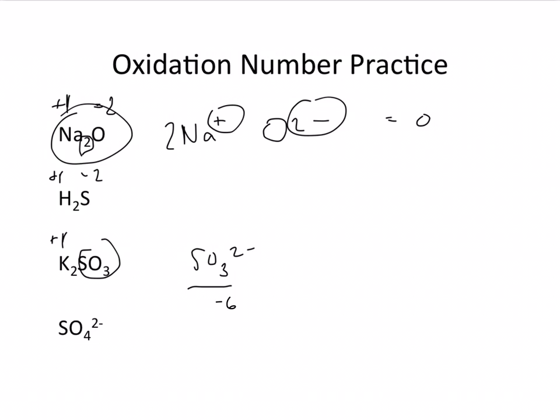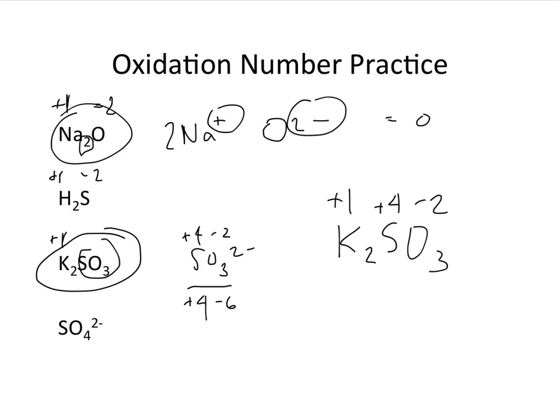Okay, I need a -2 charge, so I'm going to need a +4 here on the sulfur. Okay, 4 minus 6, right, is going to give me overall -2, so that makes sense. So my sulfur is going to have a +4 charge, and each individual oxygen is going to have a -2. So if I bring this back to the original molecule, okay, I have a +1, I have a +4, okay, and I have a -2.